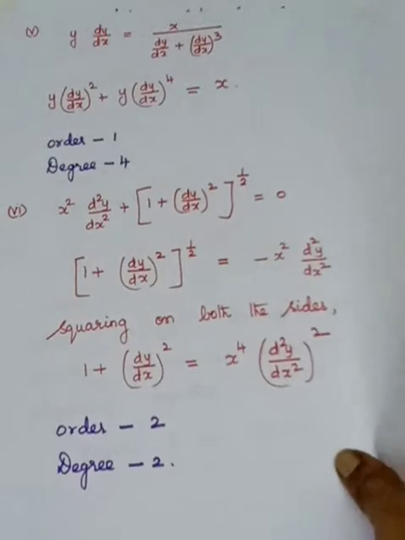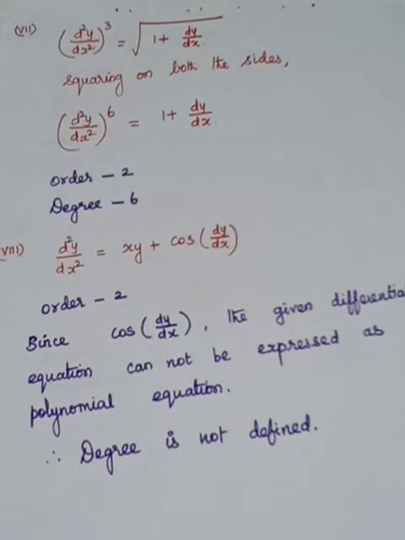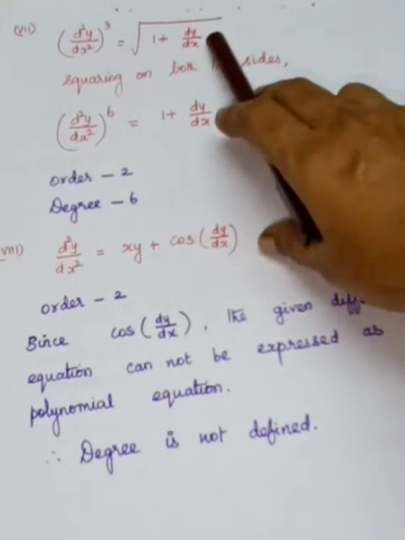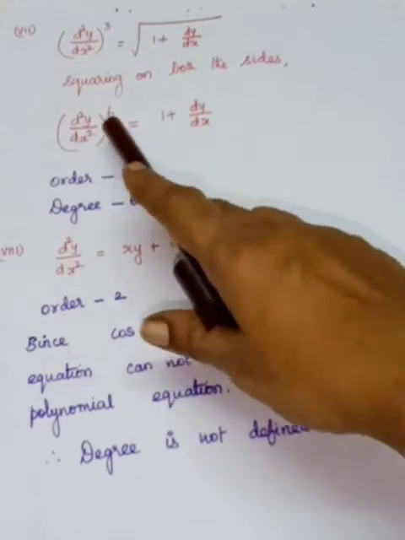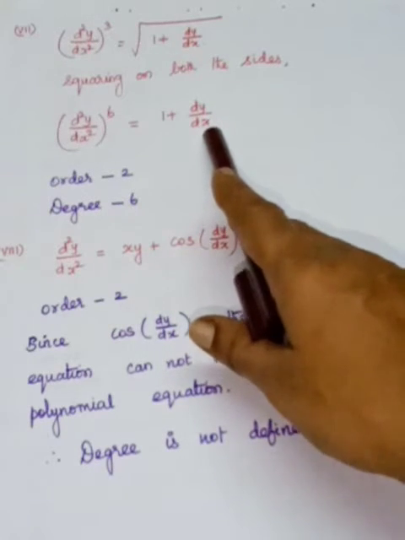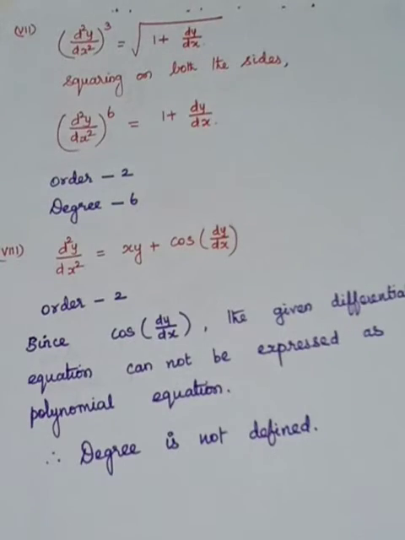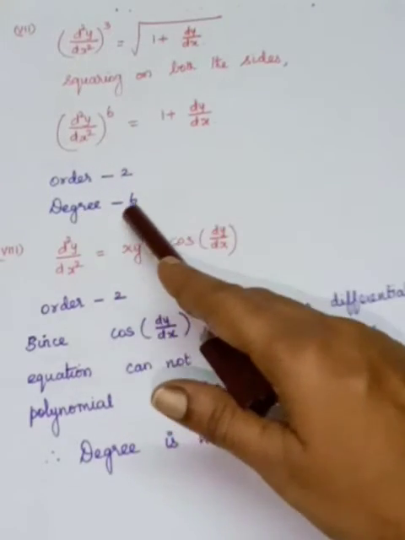And the next one, we are coming to problem number 7. d squared y by dx squared the whole cube is equal to square root of 1 plus dy by dx. You see 1 plus dy by dx is written within the power half. So squaring on both sides, the cube becomes power 6, that is equal to 1 plus dy by dx. So what are the derivatives involved? dy by dx as well as d squared y by dx squared. The highest order derivative is d squared y by dx squared. So therefore the order is equal to 2. The power of this is 6. So the degree is equal to 6.